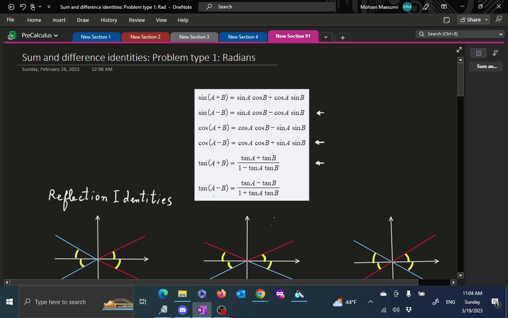Okay, hopefully that's going to be done sometime in the future as an additional lecture. Right now we are just practicing how to use the formulas themselves.